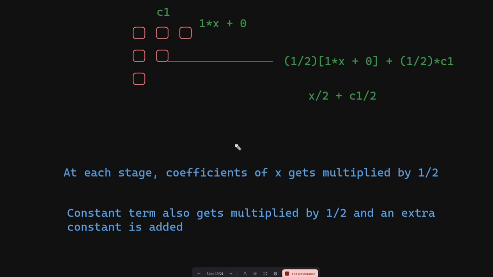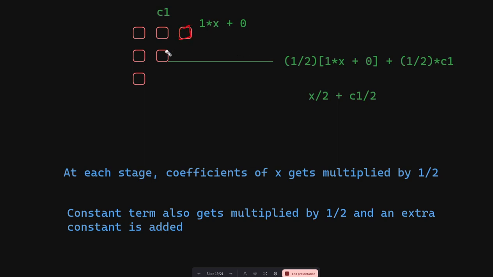So you notice that at each step, right, if here you have ax plus b, then here you will have half into ax plus b. So at each step the coefficient of x gets multiplied by half, right? This contribution and this contribution, and then the constant term also gets multiplied by half, plus c1 by 2 gets introduced, right?